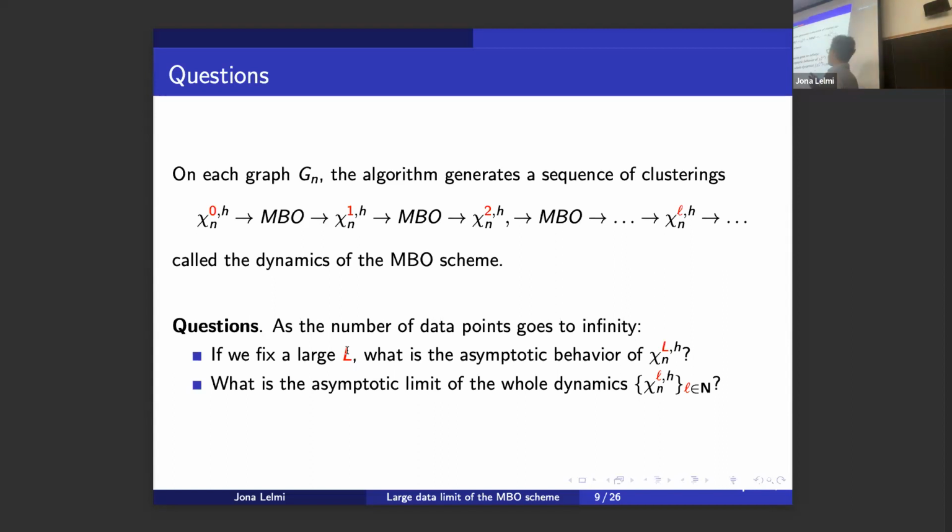And then we'll see that the choice of this final outcome actually depends on the whole dynamics. So we will be interested also in studying the limit of the whole dynamics of the algorithm, not just of the final step. Okay. So let me talk first about this first question here.